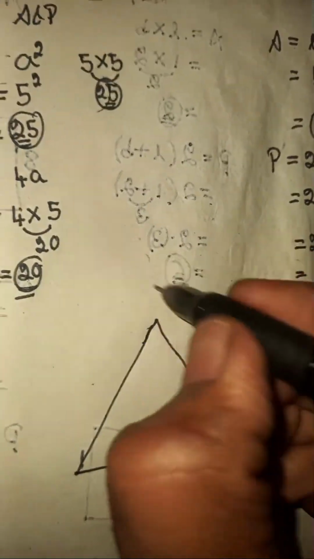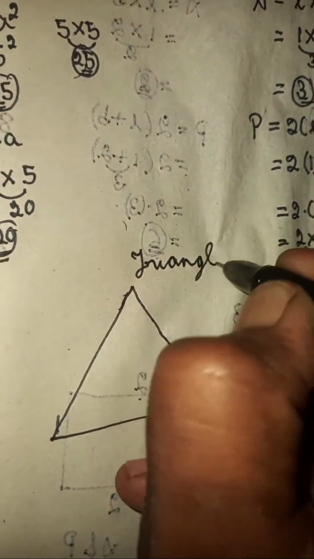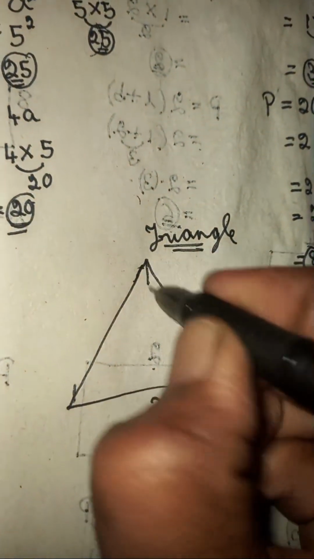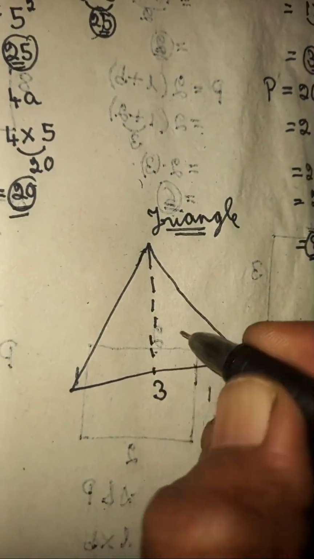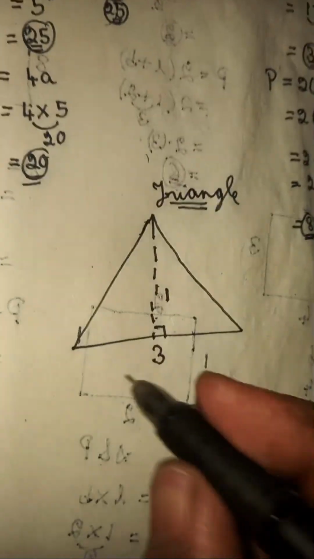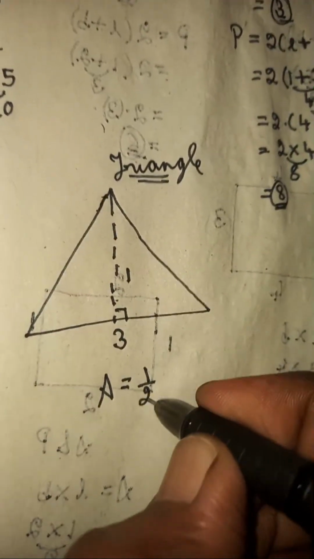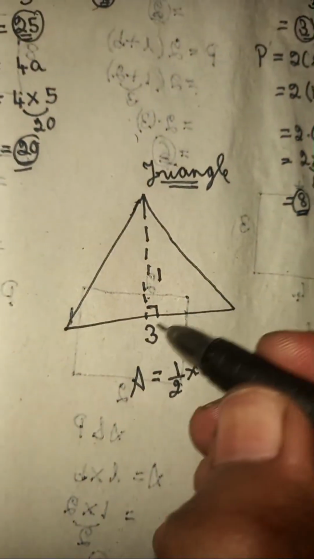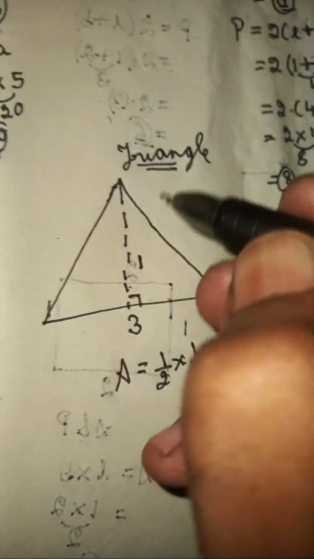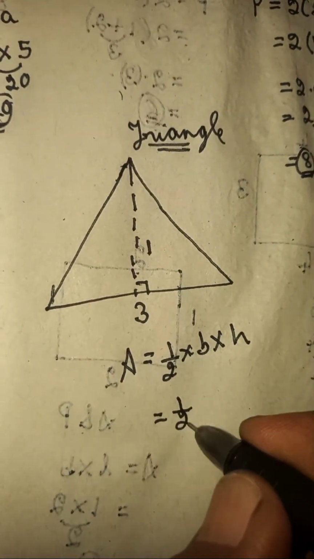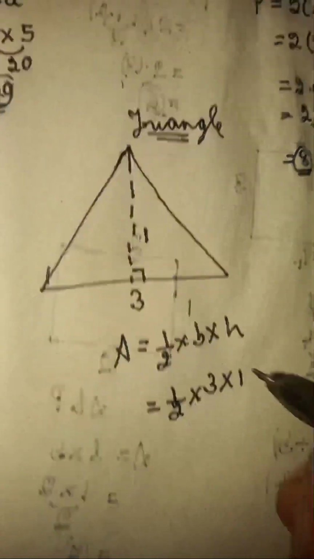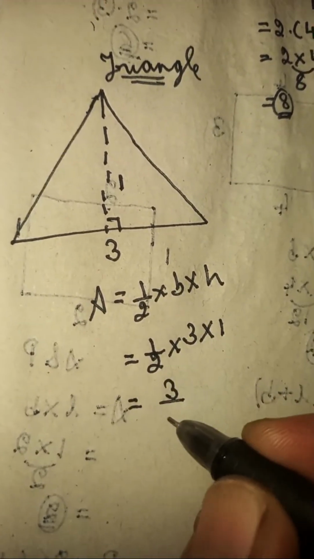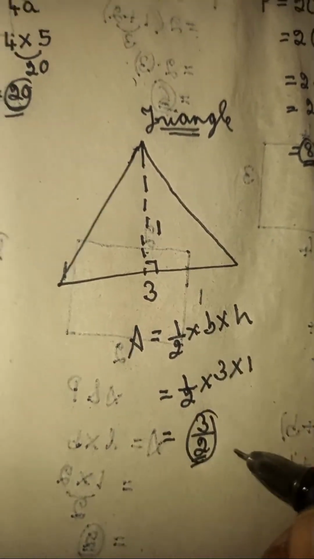Now I'll tell you how to find the area of a triangle. If you take a triangle, they're going to give you the base length and the perpendicular height. Here the base length they have given us is 3 units, and the perpendicular height is 1 unit. Area of a triangle means half times base times perpendicular height. Here base is 3 units and perpendicular height is 1 unit, so it is half times 3 times 1. That is going to become 3 times 1 above, 3, and below it is 2. 3 by 2 square units.